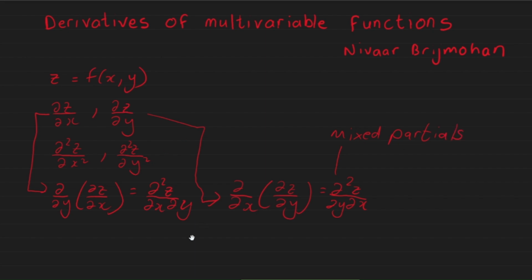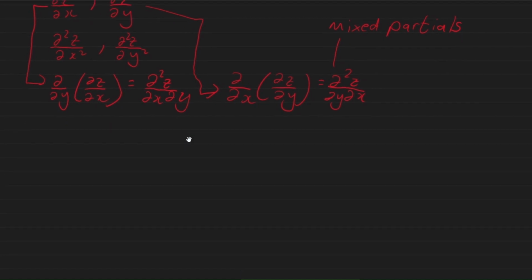As a general rule, we expect the mixed partials to be equal. That is, ∂²z/∂x∂y is equal to ∂²z/∂y∂x.